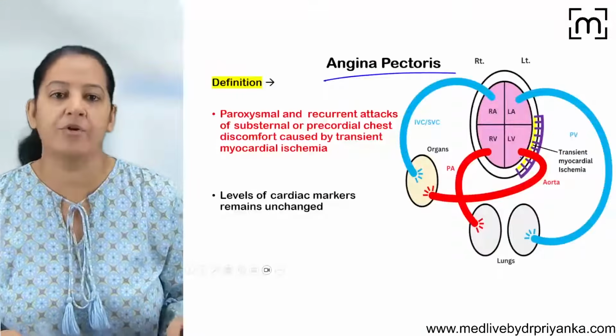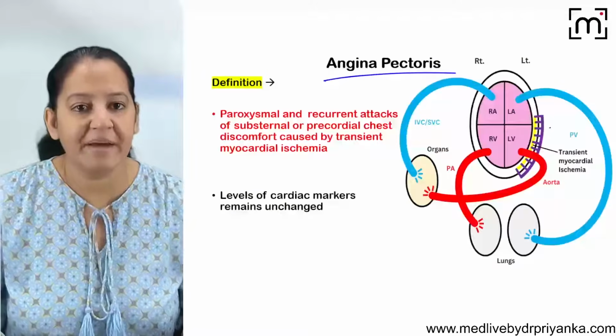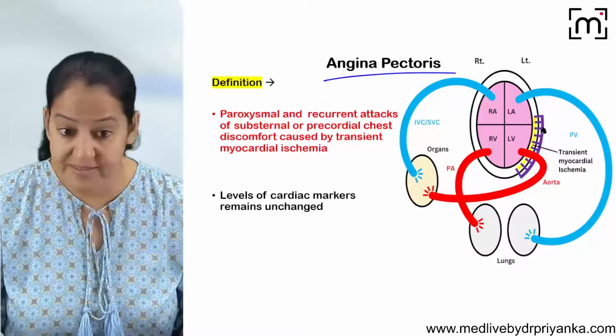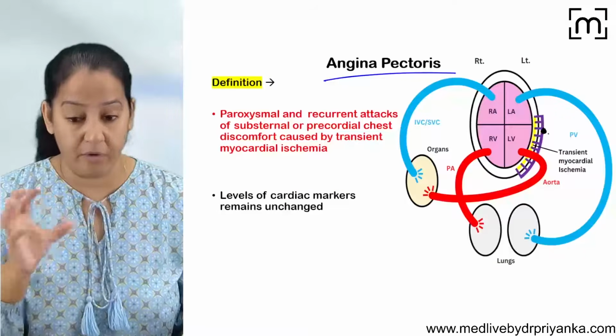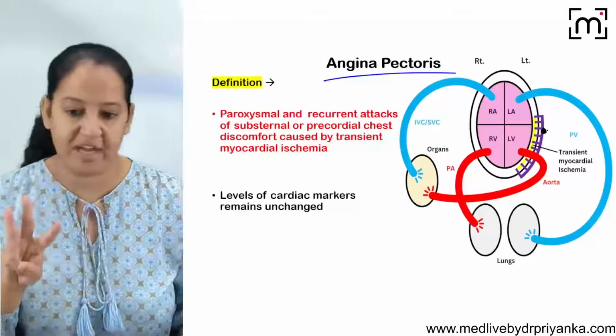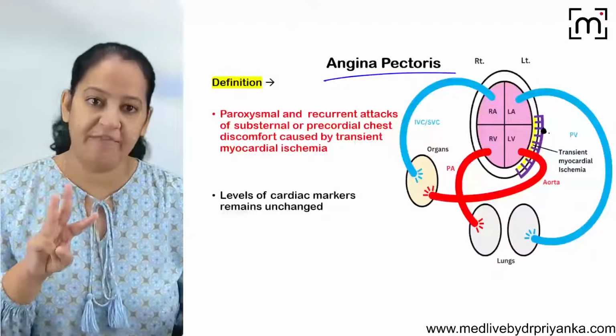And why does it happen? Now imagine the coronary got obstructed. What are the reasons for obstruction of the coronary? I will tell you later on. Depending on what is the reason for obstruction of the coronary, there are three types of angina. We will discuss them.